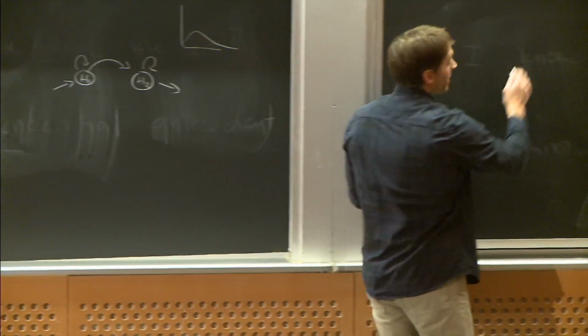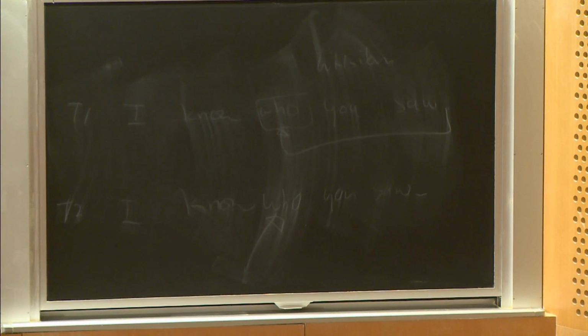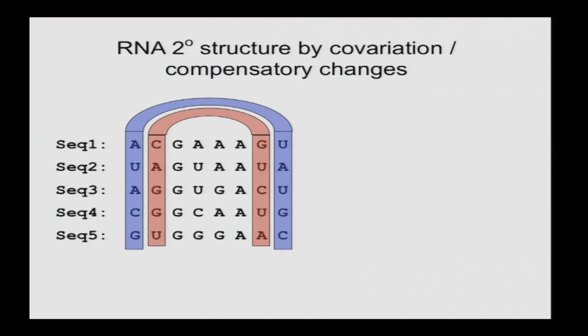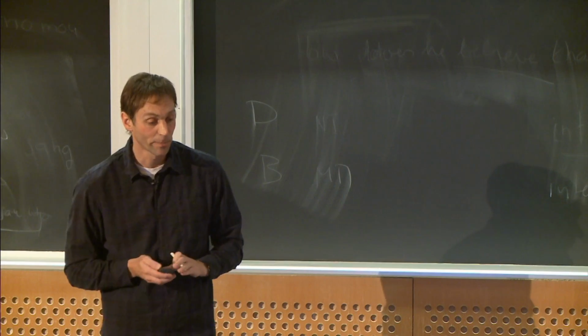So the structure is, well, I think I have it here. This would be covariation. You're changing the bases, but preserving the ability to pair. So when the first base changes from A to U, the last base changes from U to A in order to preserve that pairing. You wouldn't know that if you just had two sequences, but once you get several sequences, it can be pretty compelling and allow you to make a pretty strong inference that that is the structure of that molecule.